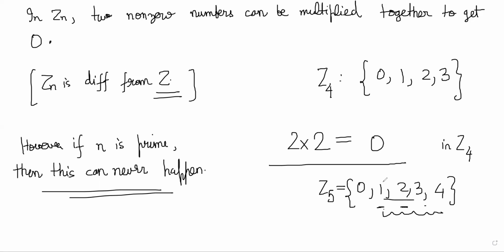If two numbers from inside could be multiplied to get a 5, then that would be a factorization of 5. So the only way you can write 5 as a product of two numbers is 1 into 5. There is no other way, right? So since 1, 2, 3, 4 is here and there is no 5 here, it is impossible to multiply two non-zero numbers inside the set and get 0 as the output, right? So in that way, if n is prime, you will get back the same property that you have with the regular set Z of integers, right? Zn is different from Z only if n is not prime, right? So these are some basic properties.